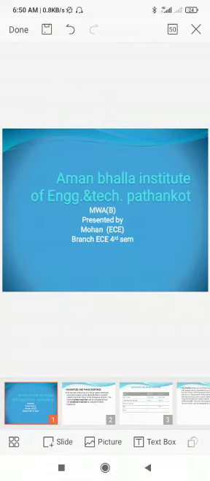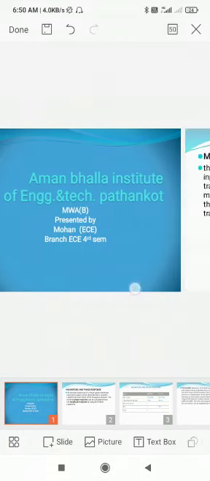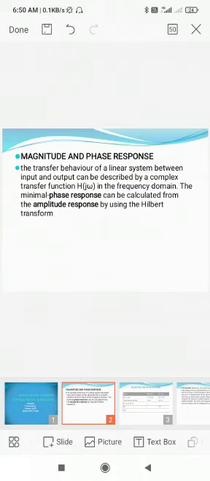Today's topic in signals and systems is the magnitude and phase response of systems. So, first is the magnitude and phase response.